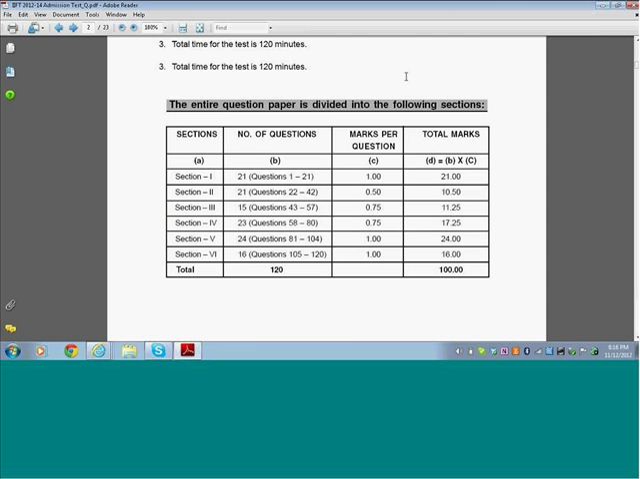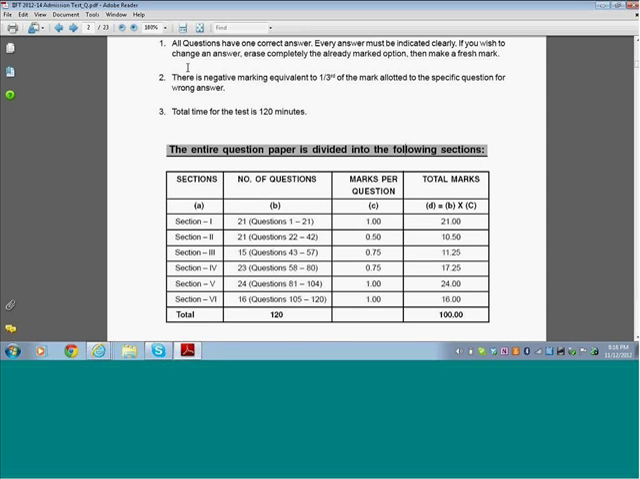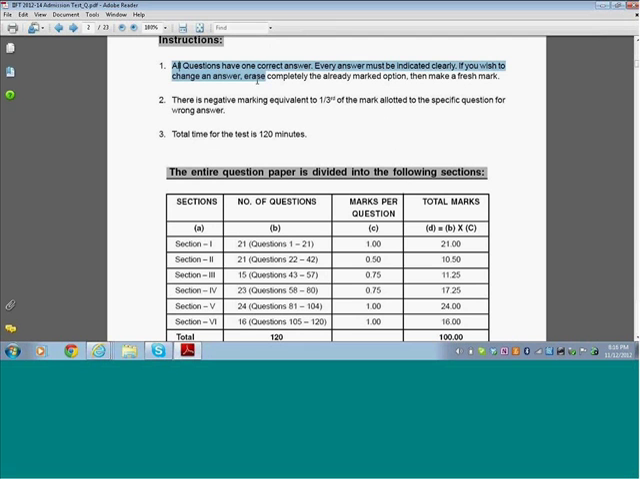Now, if you look at the instructions, all questions have one correct answer. Every question must indicate clearly, etc. Negative marking of 1/3, total time of 120 minutes. Nowhere have they mentioned whether you need to worry about a sectional cutoff or not. Had they mentioned that you need to look at each section separately or show competence in every section, it would have made our life easier. But here, nothing has been mentioned.